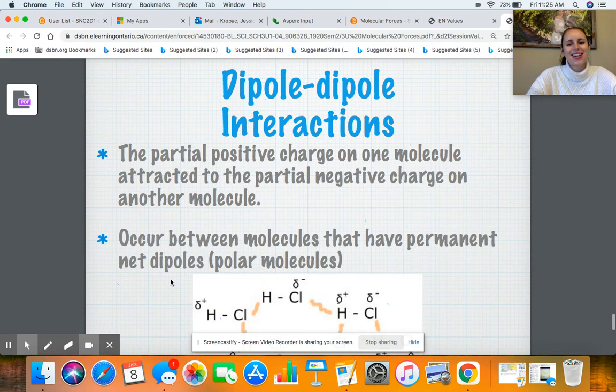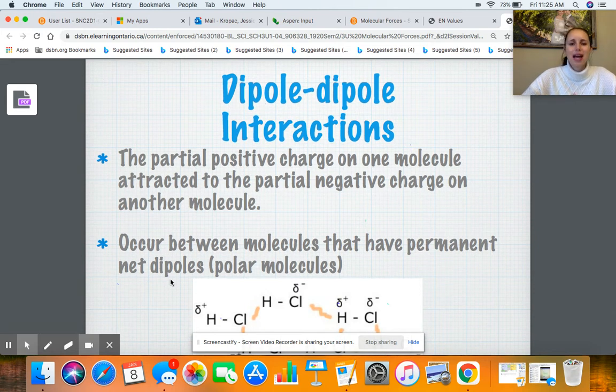Now let's take a look at our next bond, and our next bond is dipole-dipole interactions. We've seen the word dipole before. Remember, dipole means a partial charge. It doesn't mean a permanent charge, it means a partial charge. It's got that kind of weird figure 8.